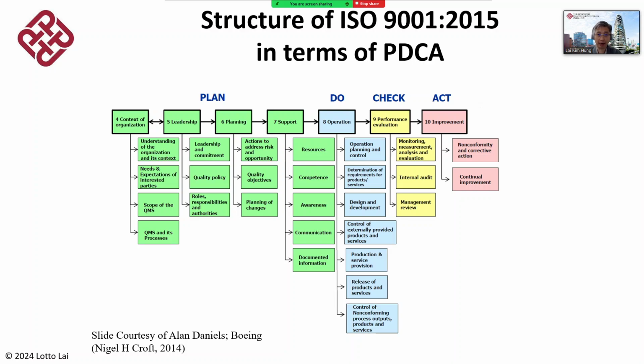So using the PDCA cycle, you can see planning in green color. These clauses are related to planning. Do is the operation clause, and check is performance evaluation, then improvement. This chart was created by Nigel, an expert in ISO, chairman of Technical Committee 173. I forgot.